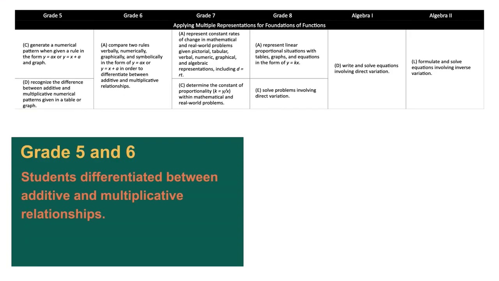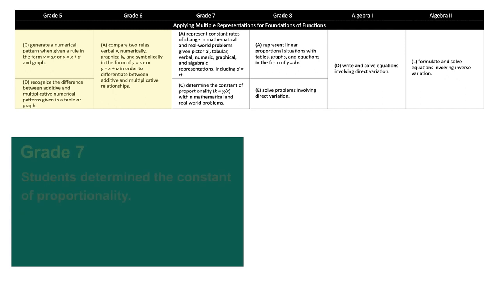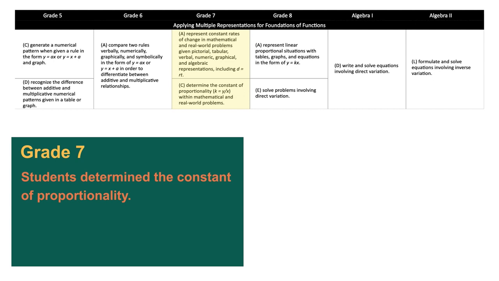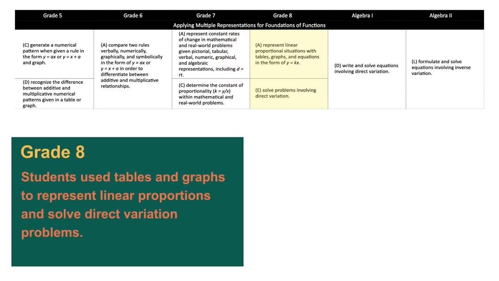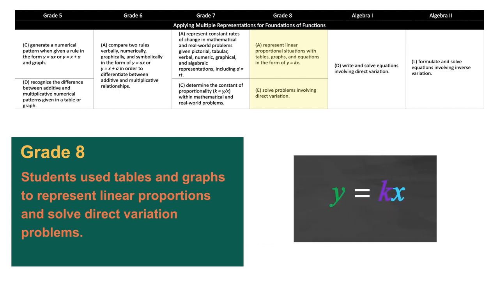In preparation for writing and solving direct variation problems in Algebra 1, students began as early as 5th grade to differentiate between additive and multiplicative relationships using multiple representations. In 7th grade, they determined the constant of proportionality to prepare to solve direct variation problems in 8th grade. When students got to 8th grade, they used tables and graphs to represent linear proportions and solve direct variation problems. This prepared them to write and solve equations with direct variation in Algebra 1.